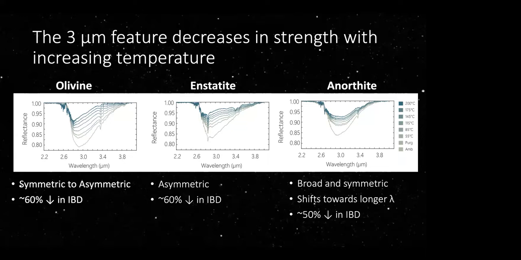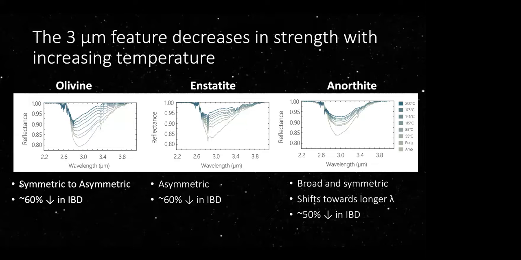For the enstatite, I should note there is a sharp absorption feature near, I think it's 2.7-ish, 2.8, which is due to hydroxyl within the mineral. So we tend to not look at that when we're considering the band minimum. But we have an absorption feature that starts off relatively asymmetric and continues to be asymmetric throughout the heating series. We see roughly a 60% decrease in the strength of the integrated band depth through heating, and a band minimum position that stays roughly the same, but perhaps shifts slightly towards shorter wavelengths. A little bit harder to say due to that hydroxyl feature.